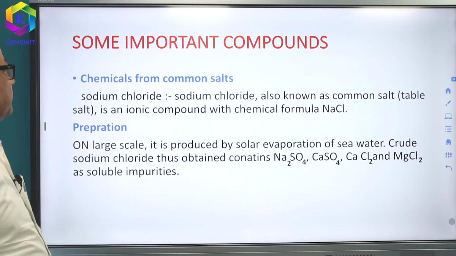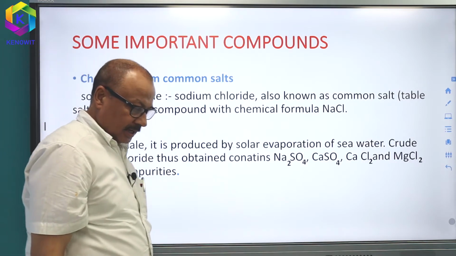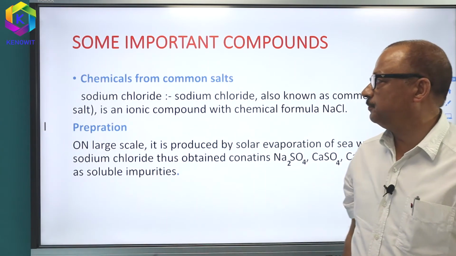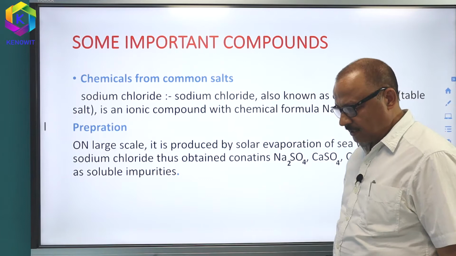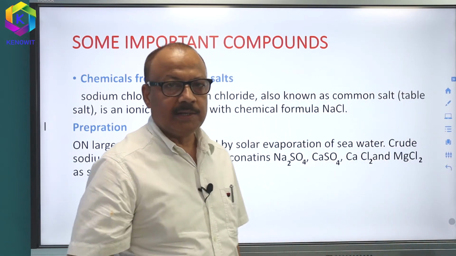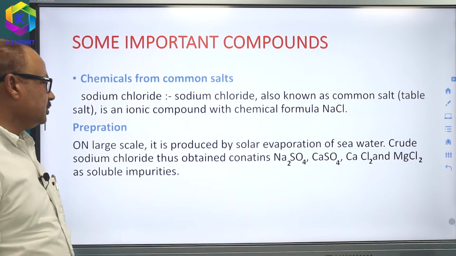Then some important compounds. This is very important for chemistry. The first compound: chemicals from common salt. Sodium chloride, known as common salt or table salt, is an ionic compound with chemical formula NaCl. On a large scale, it is produced by solar evaporation of seawater. Seawater contains sodium chloride. When water is evaporated, the crystals of sodium chloride are formed.